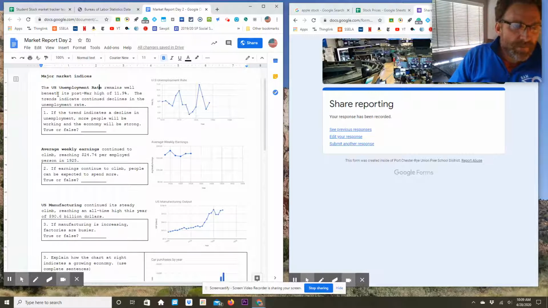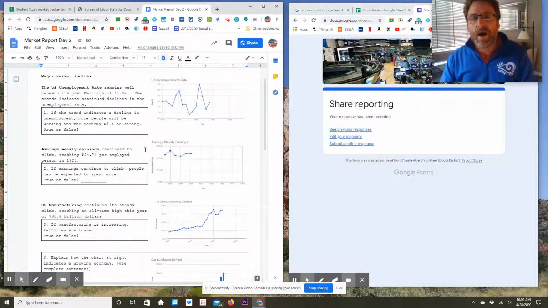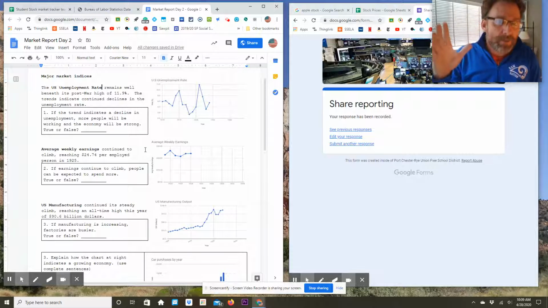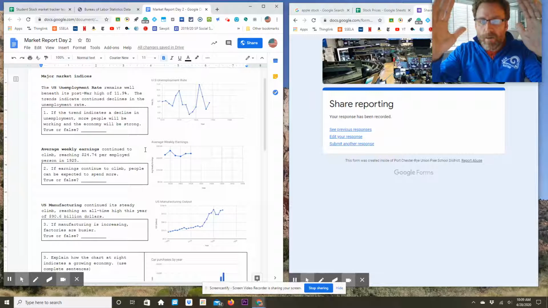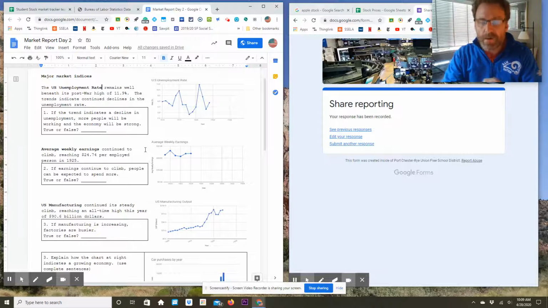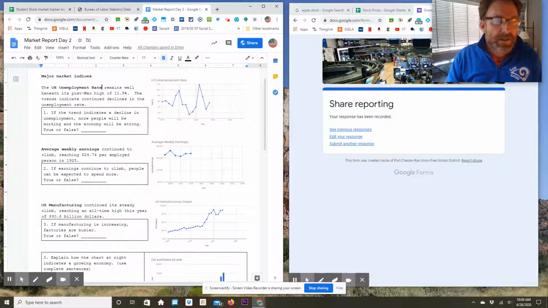So U.S. unemployment rate. Here I'm looking at the U.S. unemployment rate. As a reminder, low unemployment, if very few people are unemployed, that means people are employed. If there's high unemployment, that means a lot of people aren't working. If you don't work, you don't get money. If you don't get money, you don't spend.